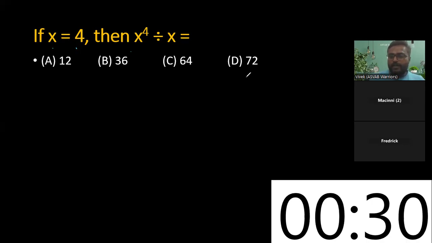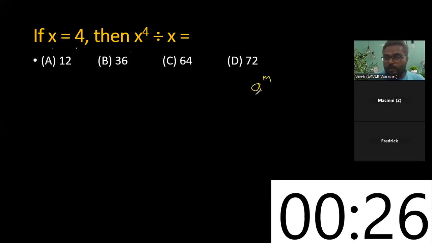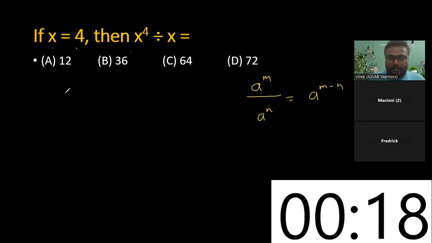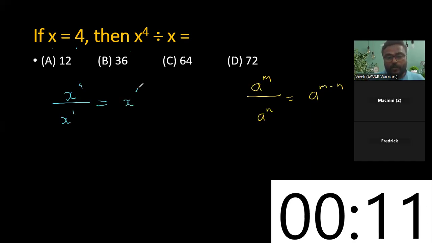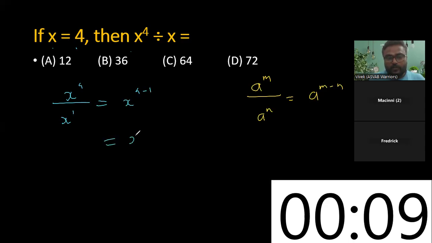If you remember, I told you the exponent rule. a to the power m divided by a to the power n is what? a to the power m minus n. I'm going to apply that rule over here. x to the power 4 divided by x to the power, if there is nothing, just take it as 1. It will become x to the power 4 minus 1. So it's going to be x to the power 3.